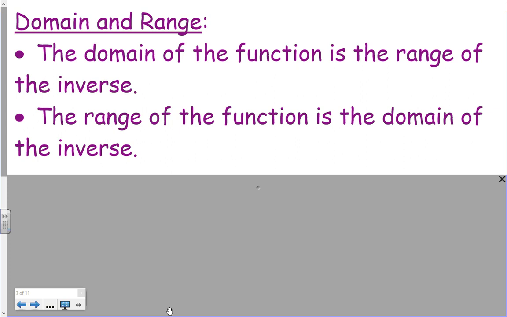Next thing is the domain and range of our inverse. If you're working with a function, the domain of that function will become the range of the inverse. That should be intuitive as well, that if we're talking about swapping our x's and our y's, the x's are defined by the domain, the y's are defined by the range. If I swap those around, it should make sense that my domain becomes my range, and the second bullet there says the range of my function is going to be the domain of your inverse. So when you swap the x's and y's, you also swap the domain and range.